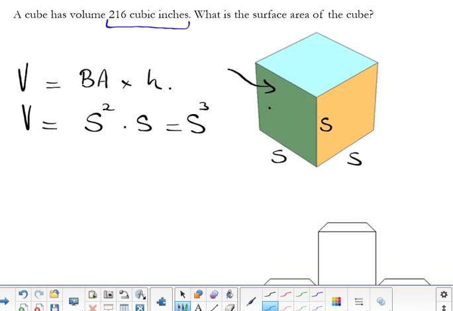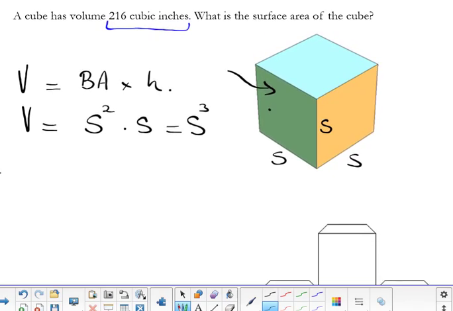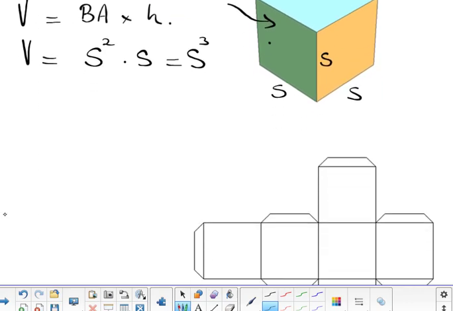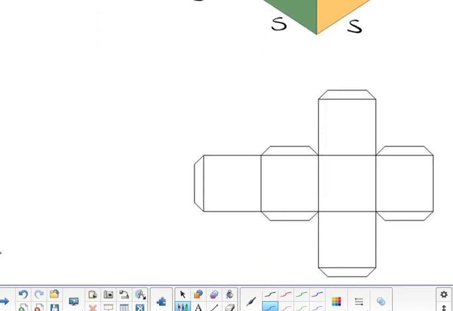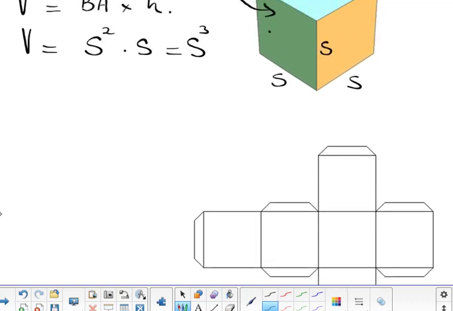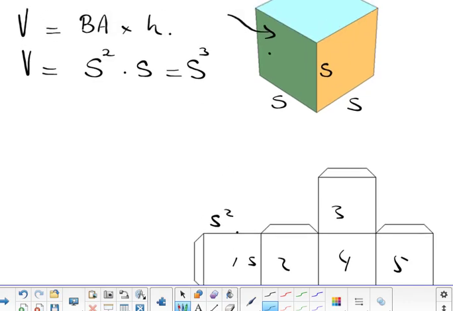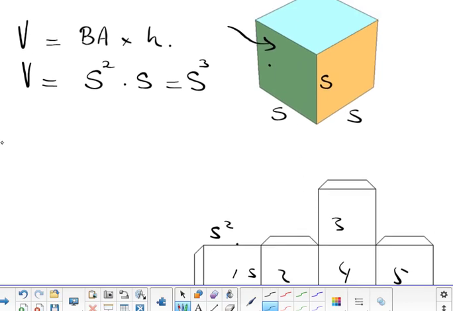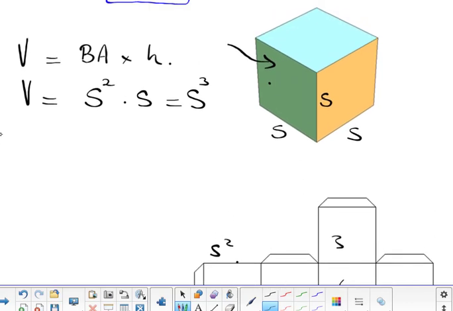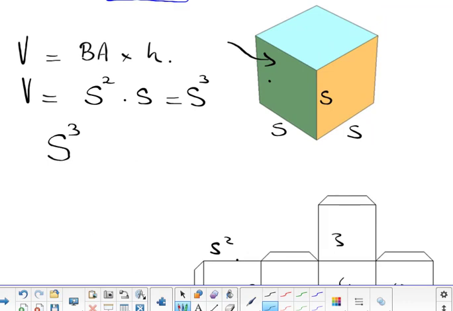So now, we're talking about surface area here. I think if you remember back, I've got down here the net that we could fold up to make a cube. And of course, what does a cube have? A cube has 1, 2, 3, 4, 5, 6 sides like that, and they're all squares. Each square, of course, is S by S, it's S squared. So what do we need to do first of all here? Well, we haven't got the side length here, but we do have this. We can say that S cubed, which is our volume, is equal to 216.